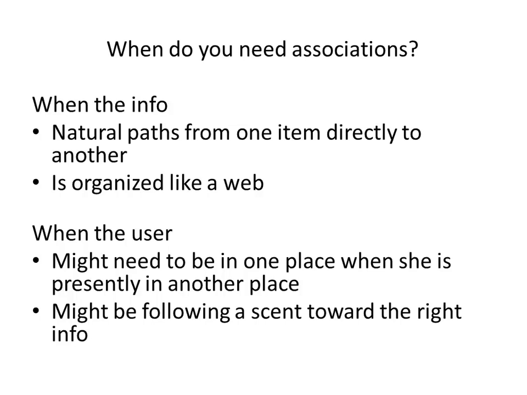When is there a natural path from one item? It's clear that I'm reading about causation in philosophy, but maybe I want to read about causation in physics, and so I can see the link, I can see the association, and I'm going to present it to you because you might want that as well. Information is organized like a web.